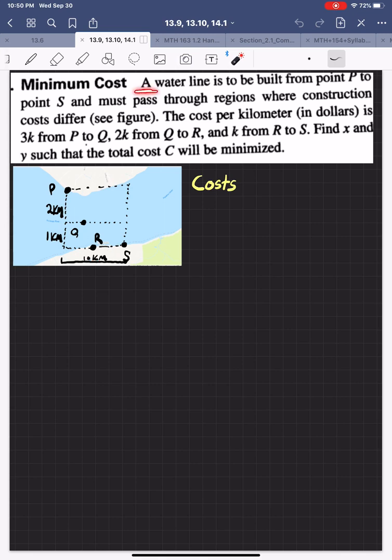So your company, let's say, is going to construct some type of water line, and you can imagine, maybe you're on the Potomac River or something like that. The idea is to connect a water line from point P to point S. Now, depending on the depth of water and so forth, there are going to be various construction costs at different locations, right?